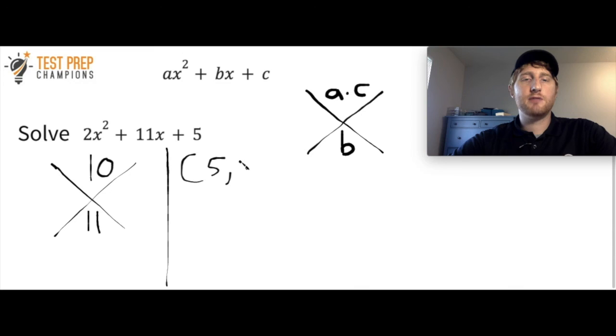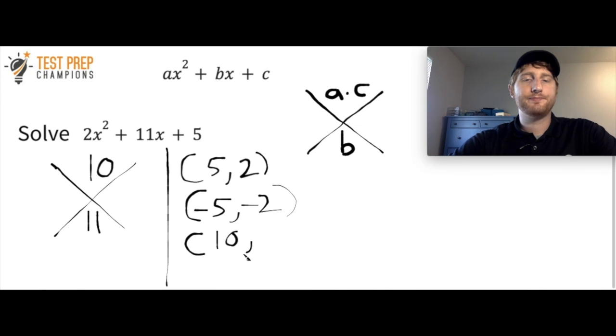Since this is a positive number, I don't usually bother with negative signs at this step. Maybe if this was a negative number, you could list negative 5 and negative 2 if that helps you, but I usually don't do that at this step. Then we've also got 10 and 1. And if it helps, you can write negative 10 and negative 1, because negative 10 and negative 1 are going to be positive 10.